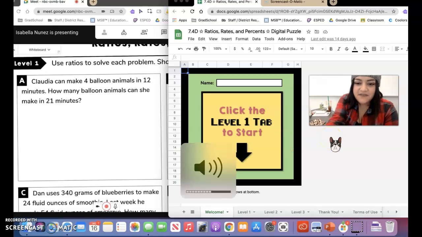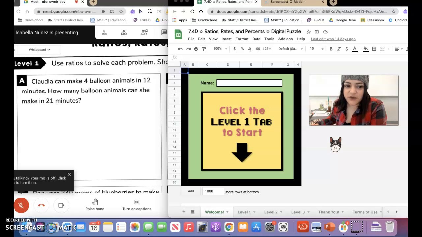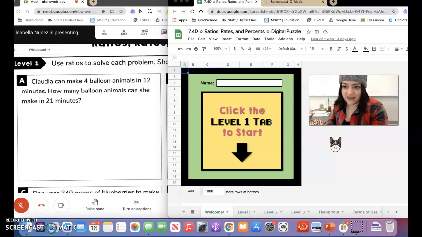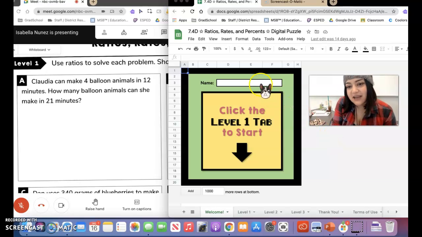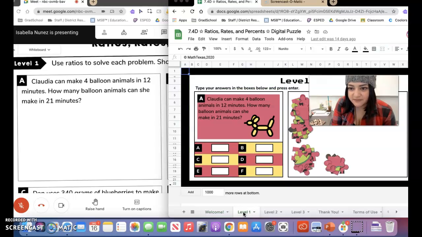Hey guys, so this is a video to help you with this ratios, rates, and percents digital puzzle. When you open the assignment, it's going to open in Google Sheets and look like this. You're going to type your name right in this box, and then it says click the level 1 tab to start, which is down here. So you click on level 1, and this is what pops up.